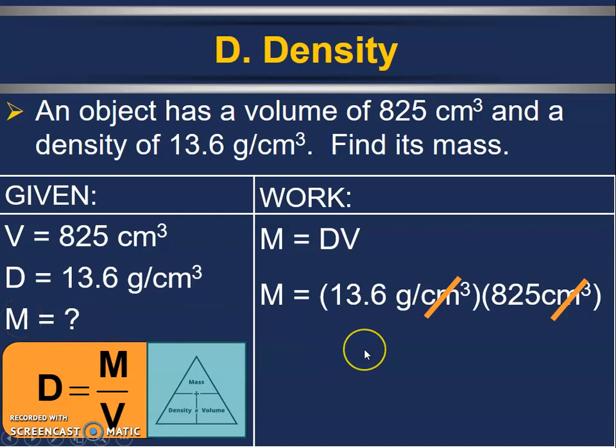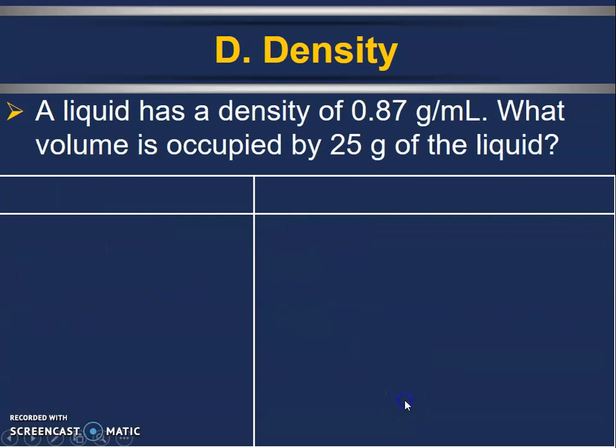Okay, then I just calculate this. 13.6 times 825, pop that into my calculator, 11,200 grams. Okay, notice my answer, I rounded that. When you type this in your calculator, you're going to get a lot more numbers. But I rounded it because my sig figs, this number has 3, this number has 3, so my answer should only have 3.